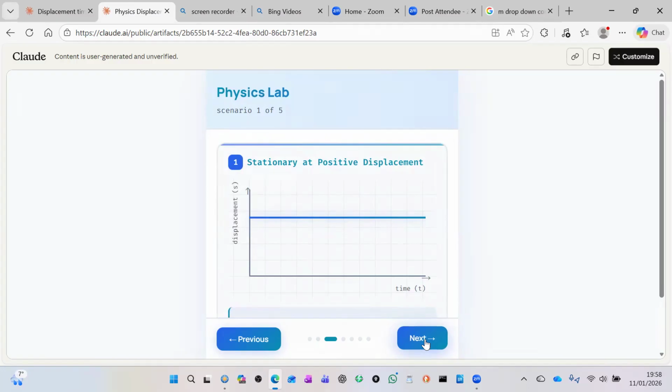Now, in this situation, we've got an object whose displacement is positive, but it's not moving. So we say the object is stationary.